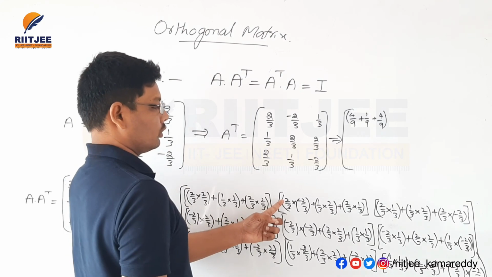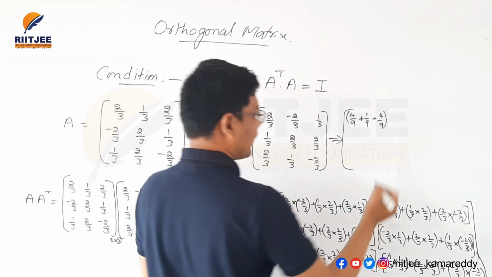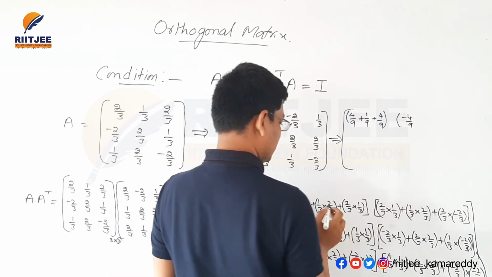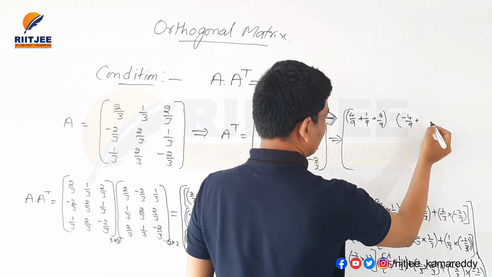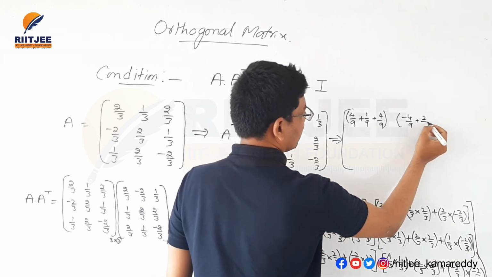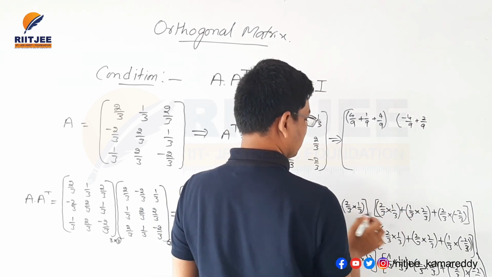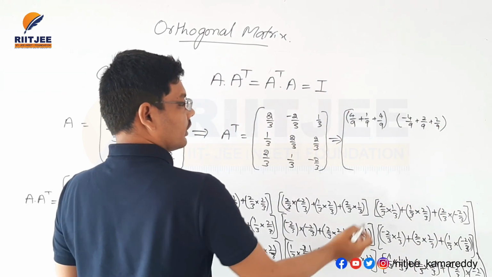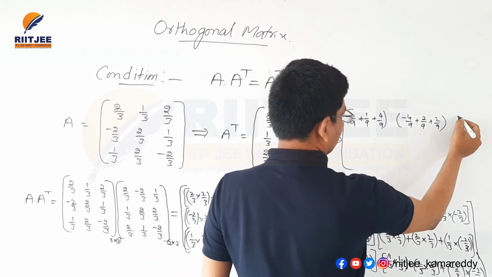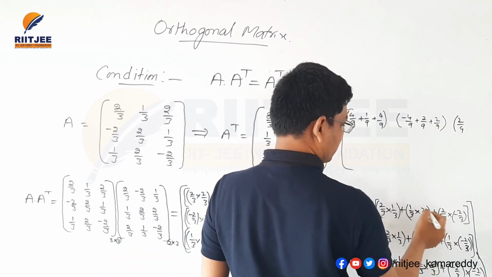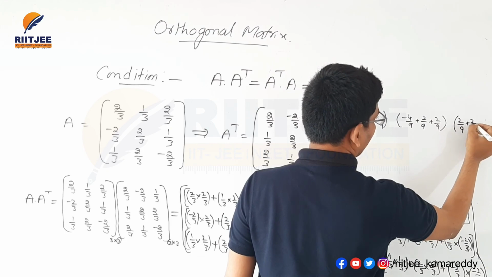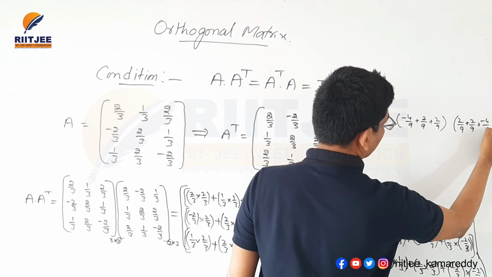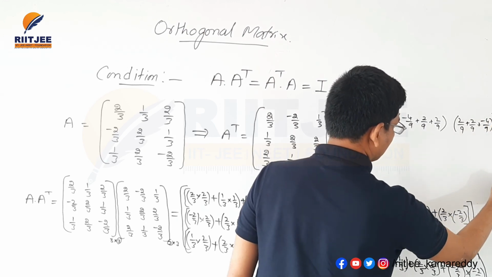Next, 2 by 3 into minus 2 by 3, minus 4 by 9. 3 3 ja 9 plus 1 2 ja 2, 3 3 ja 9, 2 by 9 plus 2 1 ja 2, 3 3 ja 9 plus 2 by 9. Next one, 2 1 ja 2, 3 3 ja 9, 2 by 9. 1 2 ja 2, 3 3 ja 9, 2 by 9. 2 2 ja minus 4 by 9. This is all about A13.